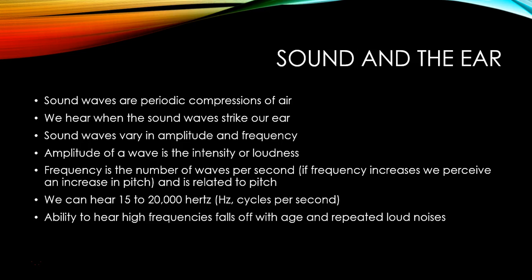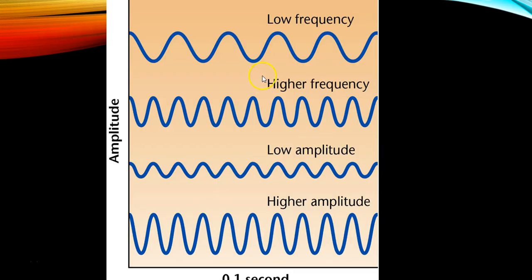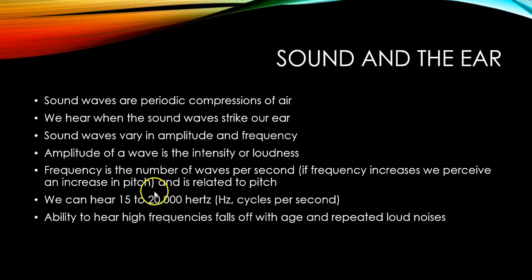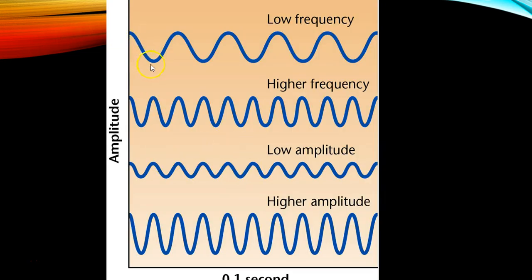Sound waves are periodic compressions of air, and when we hear, it's a sound wave that's striking our ear. Sound waves vary in their amplitude, that means how tall they are, and their frequency, that means how short or long they are. So here we have smaller sound waves versus higher amplitude, taller sound waves. Amplitude gives us the intensity or loudness of a sound. So the larger the amplitude, the louder the sound. And then frequency is the number of waves per second, and that's related to pitch. Here's low frequency, or slow waves, or higher frequency, or much quicker sound waves, and the higher the frequency, the higher the pitch that we hear.